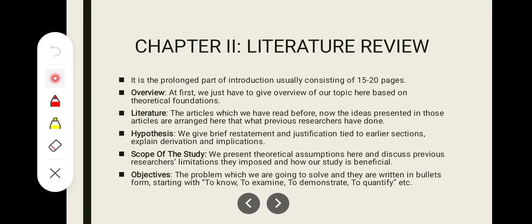In literature part, the articles which we have read before, the ideas presented in those articles are arranged here, that what previous researchers have done. Hypothesis, we give brief restatement and justification tied to earlier sections, explain derivation and implications. Scope of the study. We have discussed other previous researchers' work. Now we are going to show that those methods which those scientists have given are not that much efficient as our research is efficient.